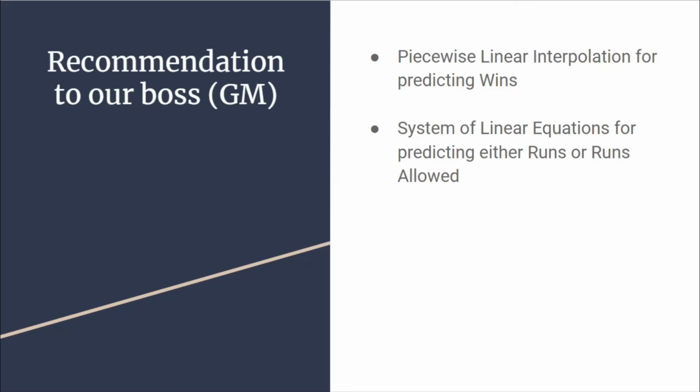It's worth noting that the system of linear equations might be inaccurate for extreme win values such as 108 or 47 because there's only one data point for each win value. A way to go about fixing this would be to factor in more data for those extreme points.